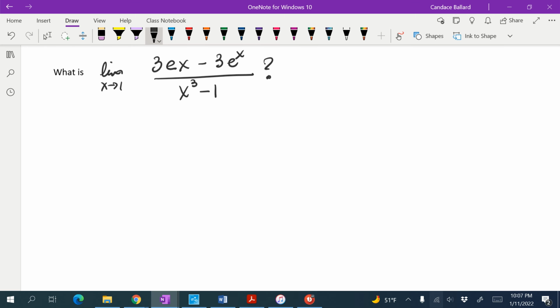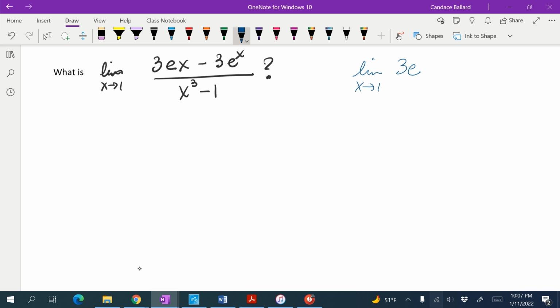In this video, we're going to look at this limit as x approaches 1 of (3ex minus 3e^x) all over (x cubed minus 1). When I eyeball plugging in 1, I'm getting a 0 in the denominator, so I'm wondering if I have L'Hopital's rule here. So I'm going to start by just taking the limit of my numerator and denominator separately so I do not write out an indeterminate form.